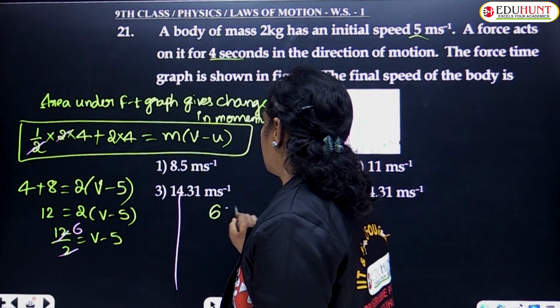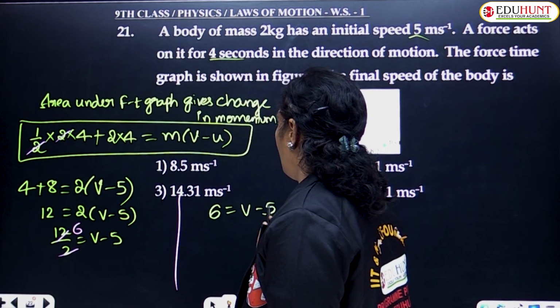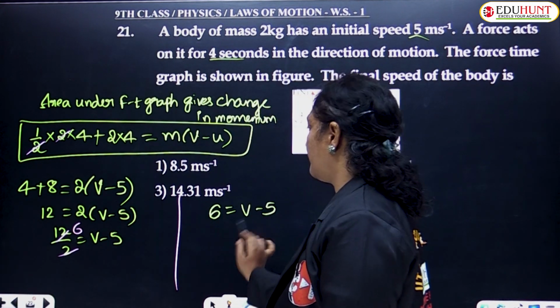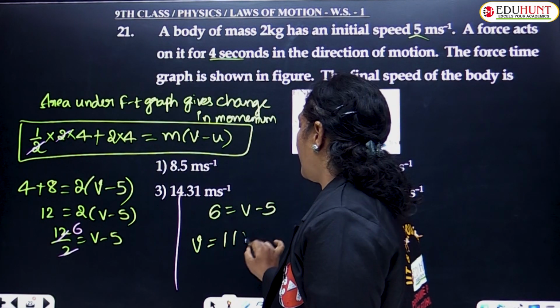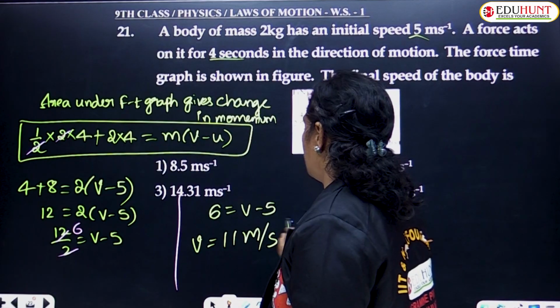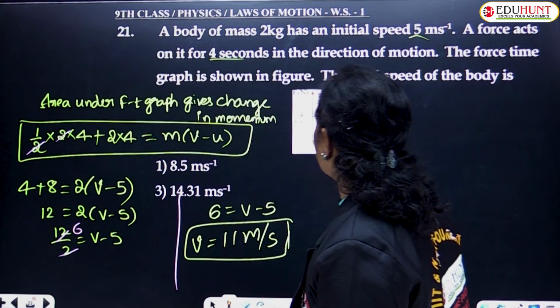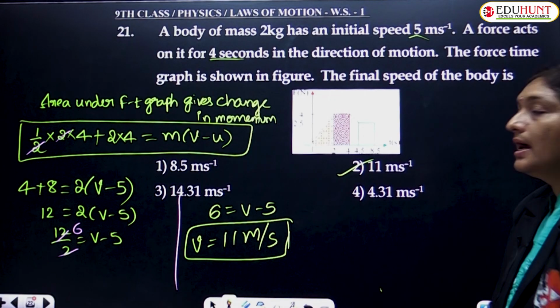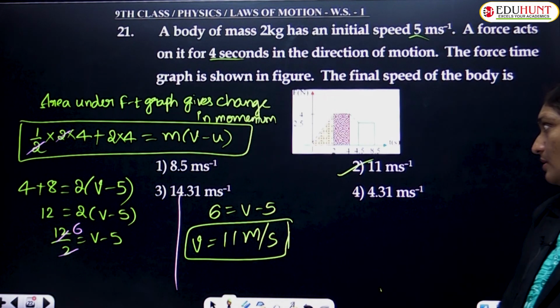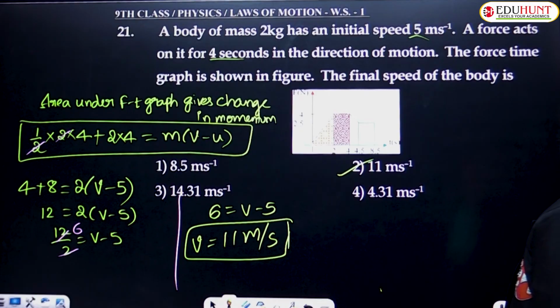6 equals V minus 5, or bringing the minus 5 to the other side, 6 plus 5, that is 11. Hence we found that the final velocity V equals 11 meter per second. Hence the correct option is option number 2, that is 11 meter per second. Okay, now moving to the next question.